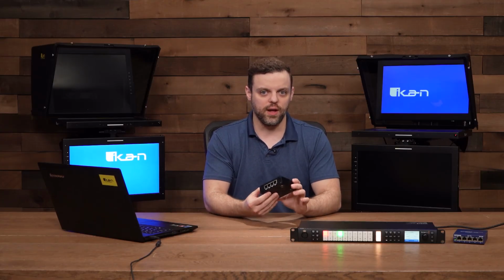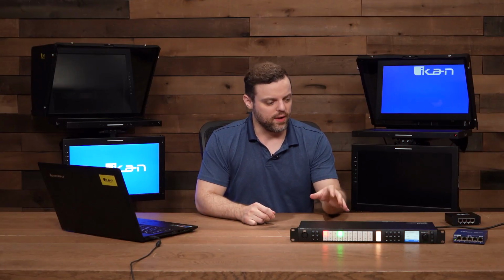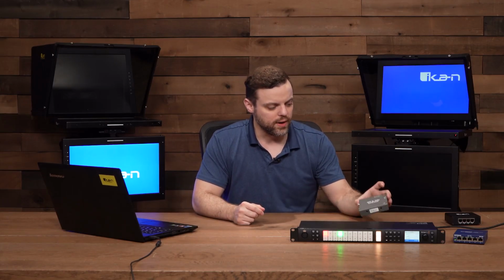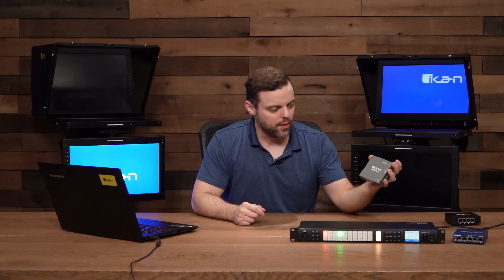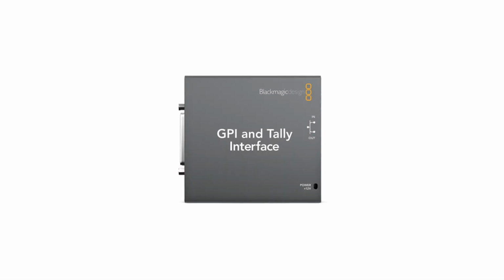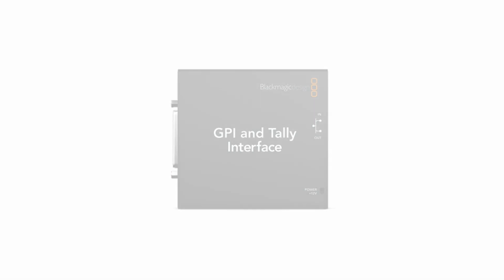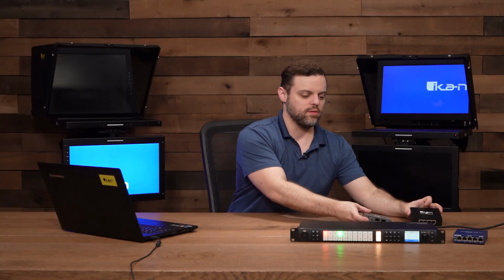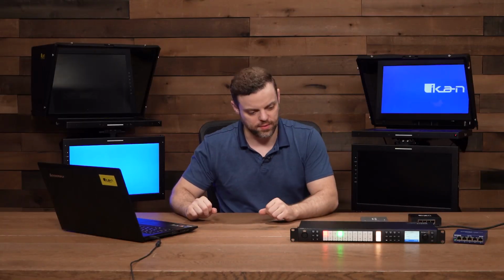So I'm gonna go ahead and walk you through the entire process on how to set this up with an ATEM switcher. So you're gonna need to connect the ATEM directly to the network, so that way everything is communicating on the same network. You're gonna need a Blackmagic GPI and Tally interface. This is going to connect directly to our Ikan Tally interface. So I'm going to go ahead and start hooking everything up.